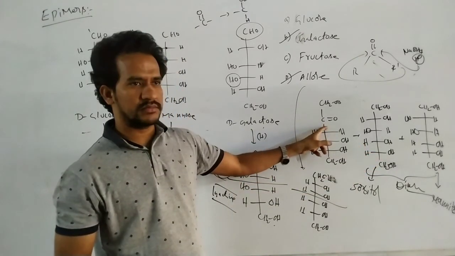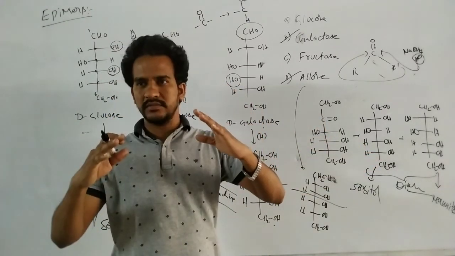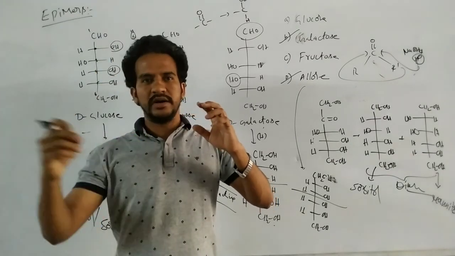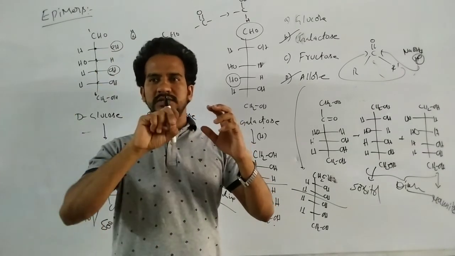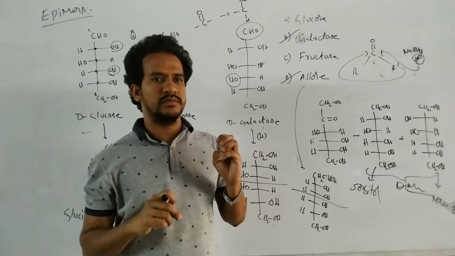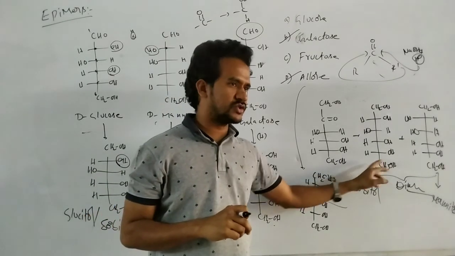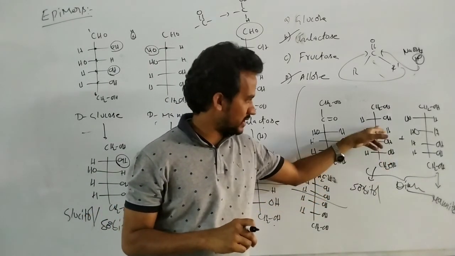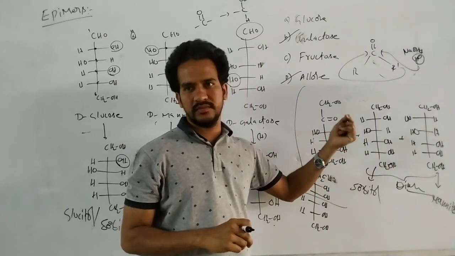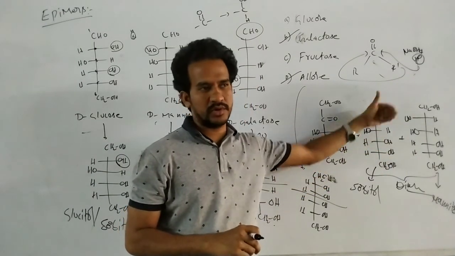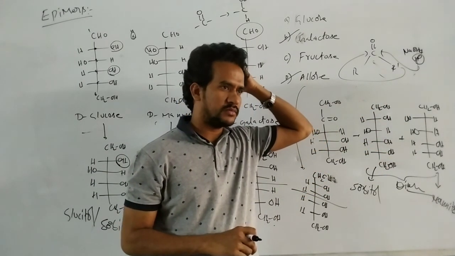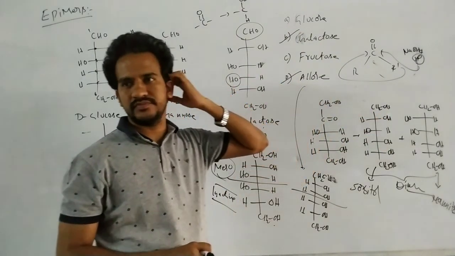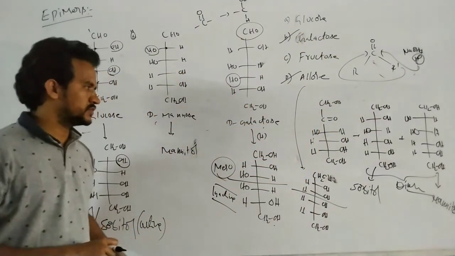Because the keto group is planar, with two groups and C double bond O, hydrogen attacks either from the front side or back side. We get a mixture of two diastereomers, not enantiomers, because the remaining chiral carbons' configuration is fixed. It is not changed from one isomer to the other. So they are non-mirror images, so diastereomers. Okay, so that's it.